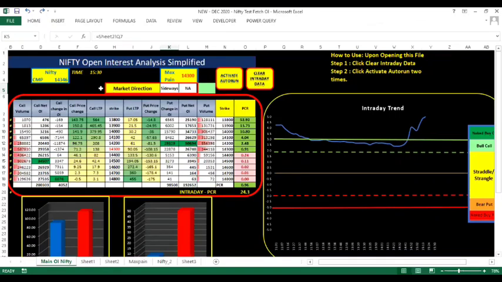So I have automated this, and this market direction will show you whether the current market direction is bearish, bullish, sideways, extremely bearish, or extremely bullish. This will continuously change if there is a change in the option chain data. I will show you how it happens, but for the time being, I'm just moving ahead and coming to the main data points which are captured on the sheet.